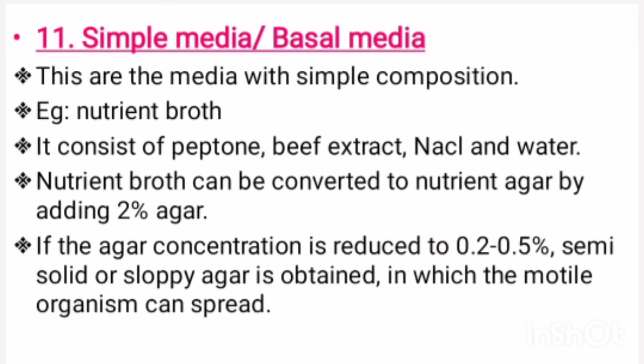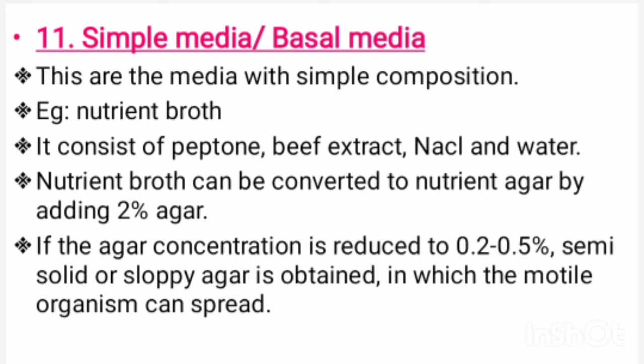11th type of media is simple media, otherwise called basal media. The best example for the simple media is nutrient broth. Nutrient broth consists of peptone, beef extract, sodium chloride, and distilled water. Nutrient broth can be converted to nutrient agar by adding 2% agar.